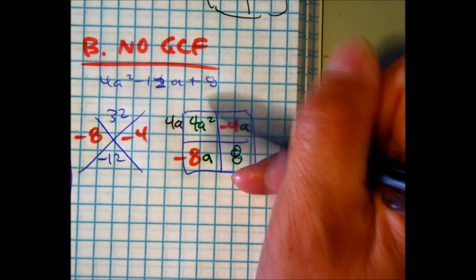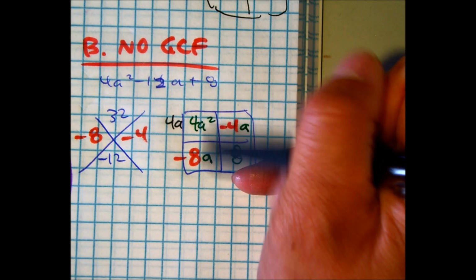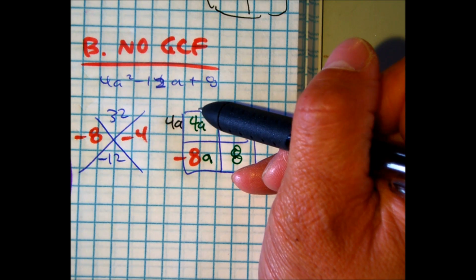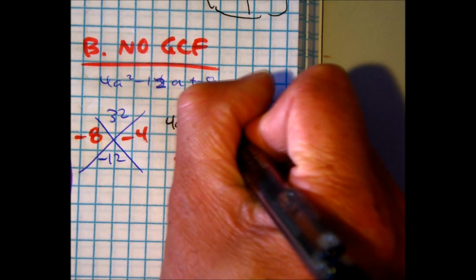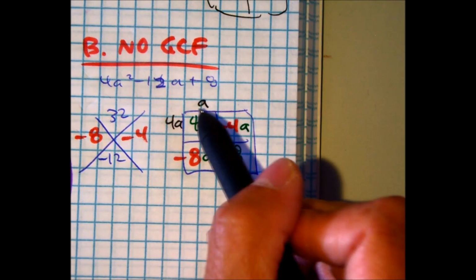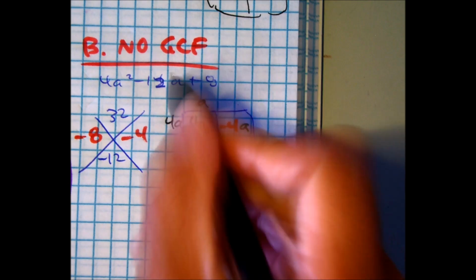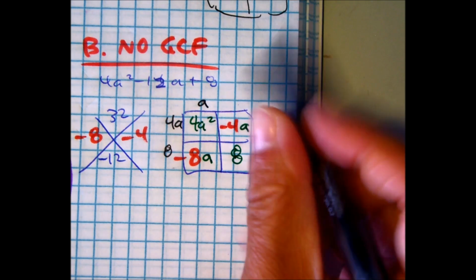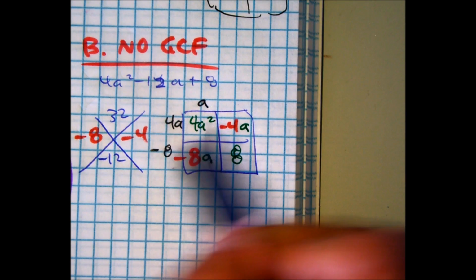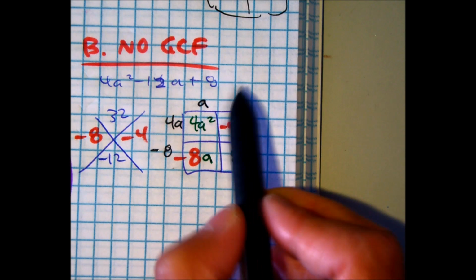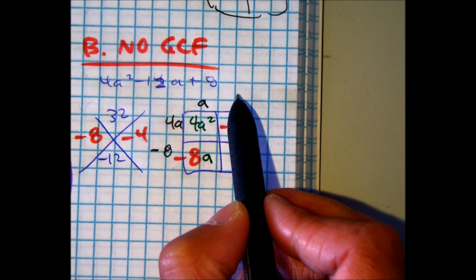How about this one, class? 4a, 2a. But it's 4a times something equals a squared. You see that? What's your GCF here? Remember, you can always do, well, it's a -8, right? -8 times a is -8a. How about this one? -1?